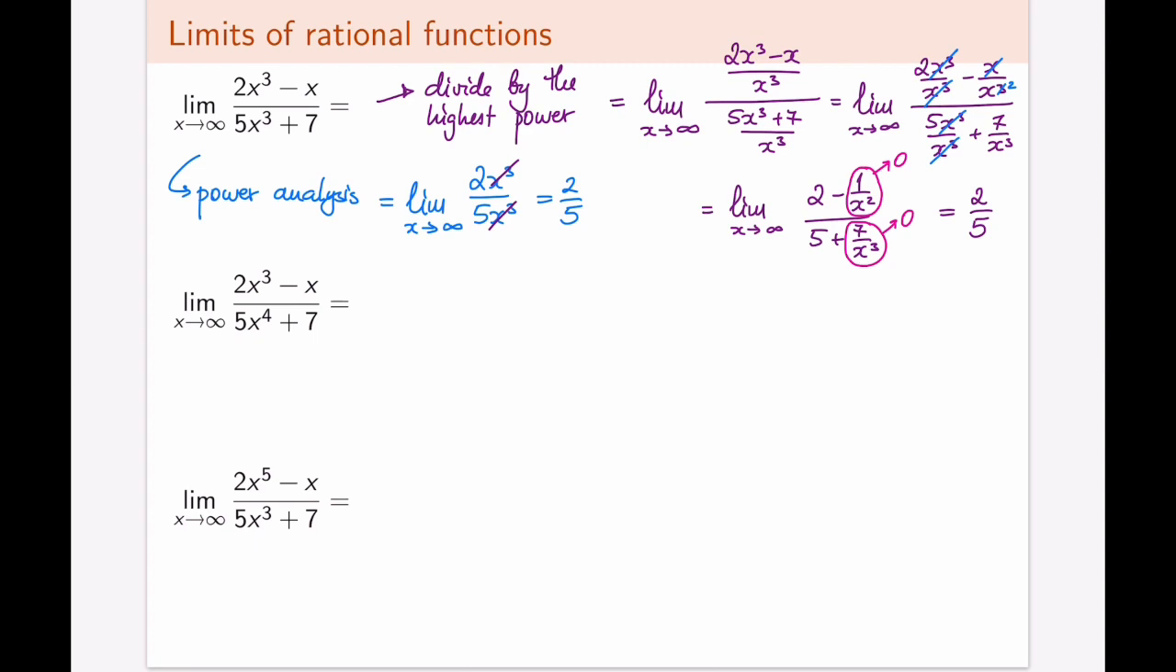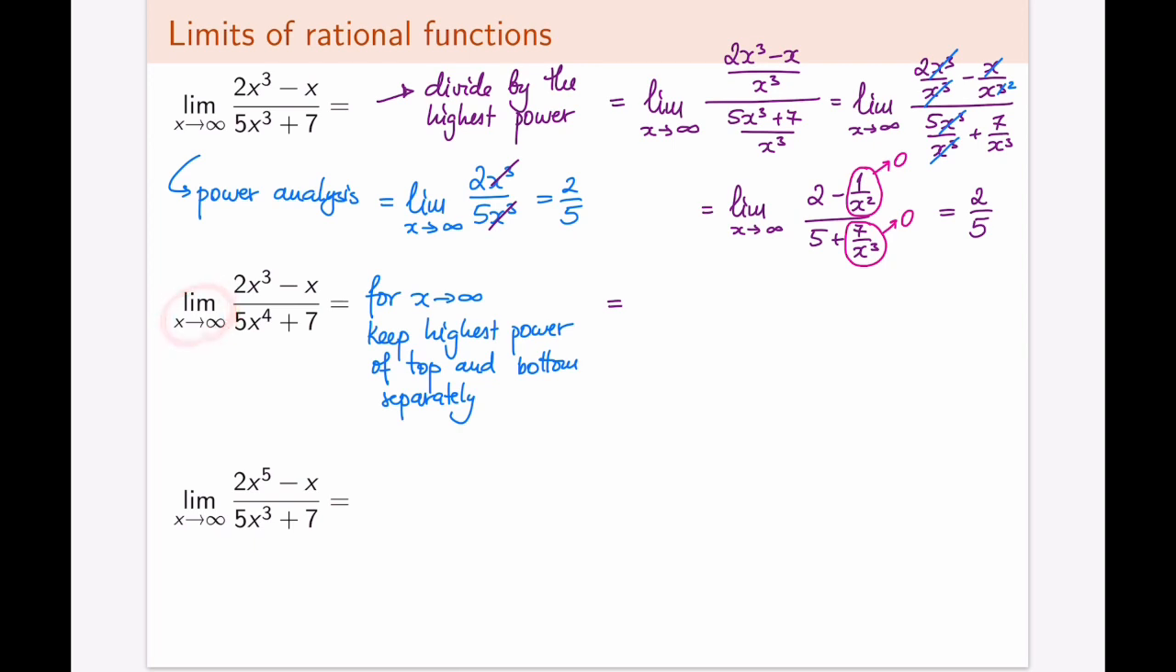Okay, so using the power analysis for both of these questions, now I should point out that dividing by the highest power will also work, but I'm not going to go through the trouble of writing all of this out. I'm going to go with a cleaner and more efficient method. So for power analysis, let's make a quick note that as x goes to infinity, the larger power will dominate. So we're going to keep the highest power of the top and bottom separately, just like once again we did in the analysis for the Hill functions.